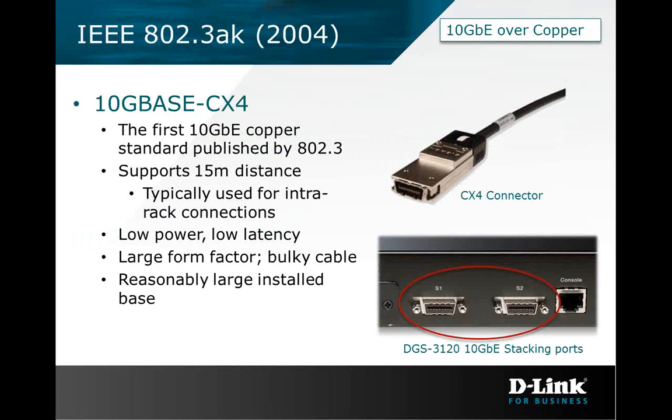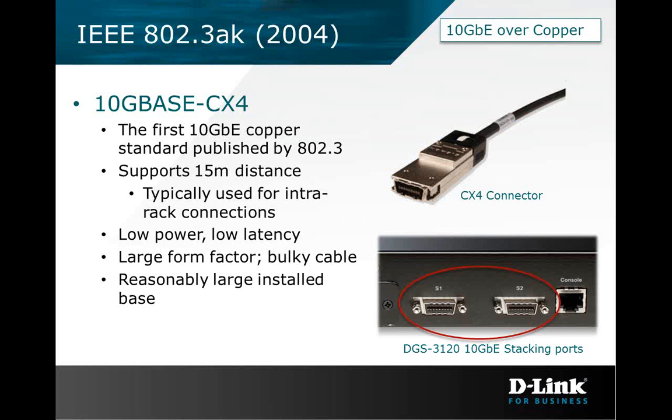Okay, I'm going to shift gears now and talk about 10 gig Ethernet over copper. The first 10 gig standard that came out was CX4, and this was back in 2004, 10GBASE-CX4. CX4 supports about 15 meters in distance. So it's actually pretty good for within a rack, going from switch to switch or switch to a server or even from rack to rack. But of course, it's not going to be adequate for going from one end of a business building to another.